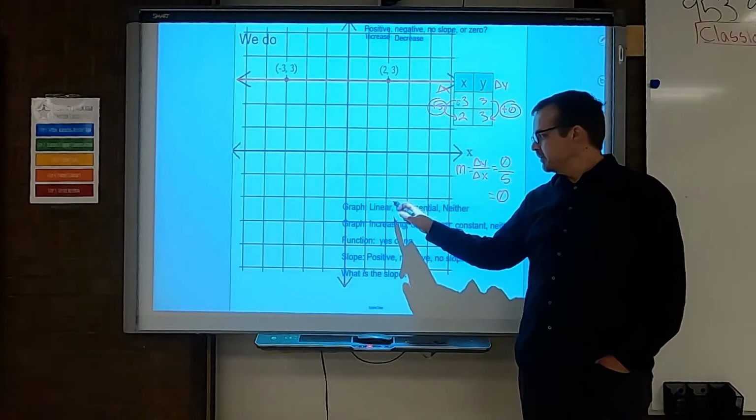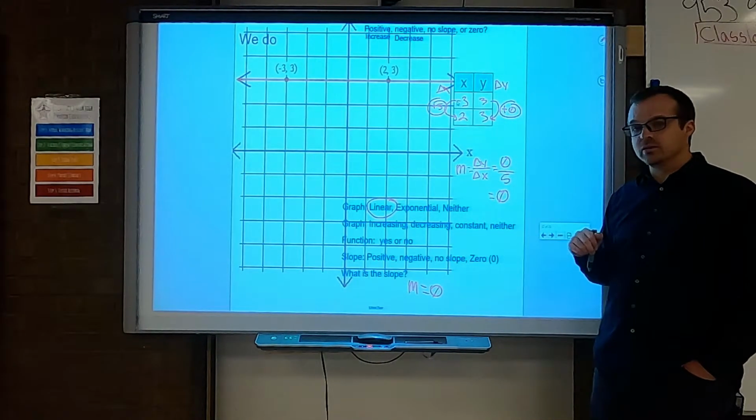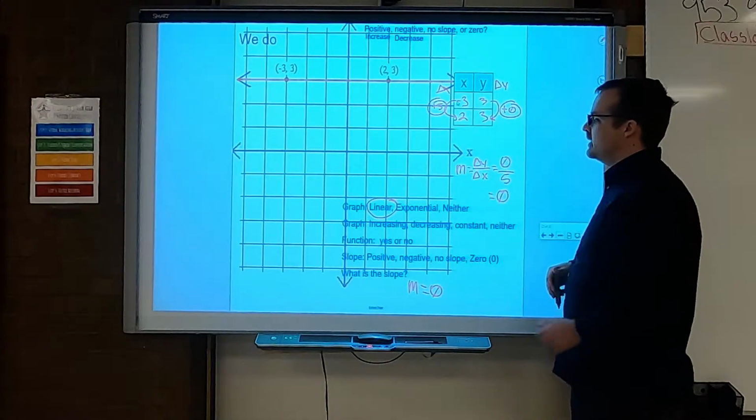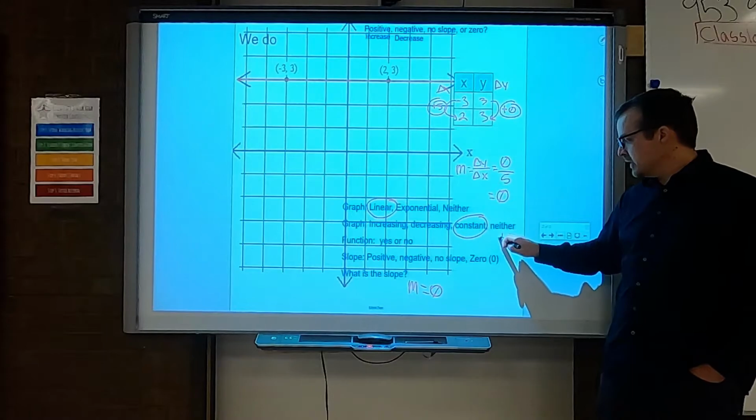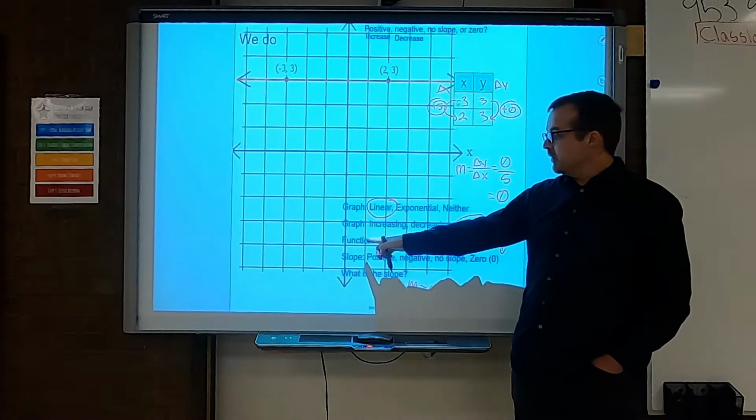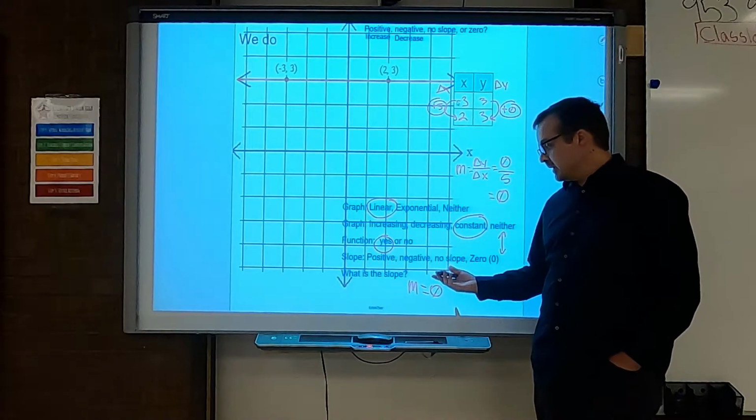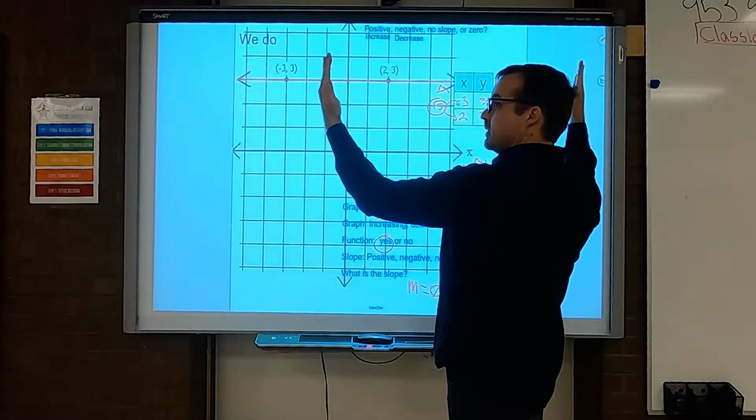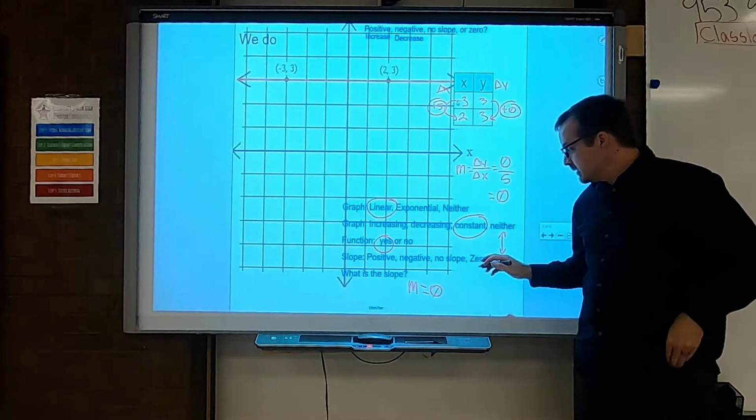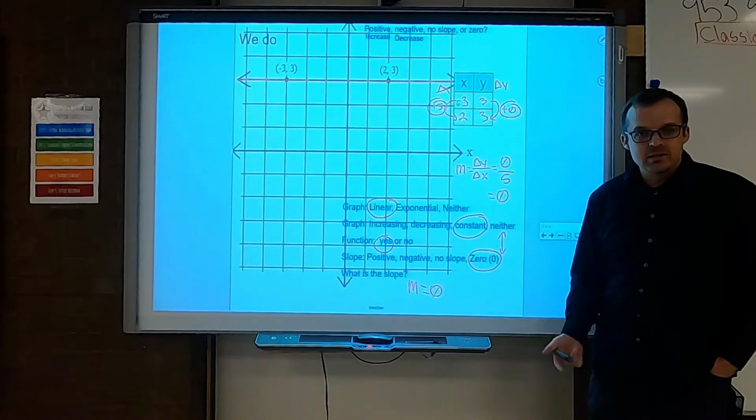Does this graph look linear? Looks linear to me. That's a straight line. Is it increasing, decreasing, constant, or neither? Well, it's going from left to right. It's not going up or down. This is what we call constant. Remember, neither is your straight up and straight down. Is it a function? Yes, because it passes the vertical line test. Is the slope positive, negative, no slope, or 0? Well, if you do the song, you got positive, negative, no slope, or 0. In this case, we also found out that it was 0 too. What is the slope? It's 0.